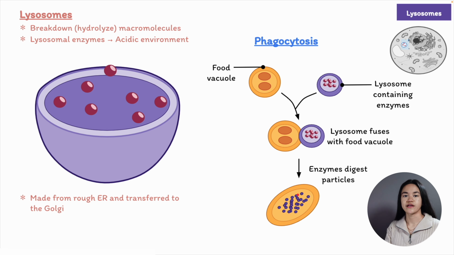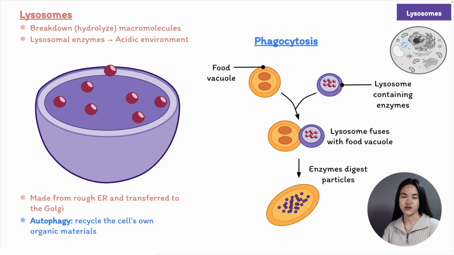Phagocytosis is also carried out by some human cells. For example, macrophages are a type of white blood cell that helps the body protect itself by engulfing and eliminating bacteria and other invaders. Okay, that's phagocytosis. There's also autophagy, which is another type of process that lysosomes carry out, in which they use their hydrolytic enzymes to recycle the cell's own organic material. That's lysosomes. The next part we're going to look at are vacuoles.